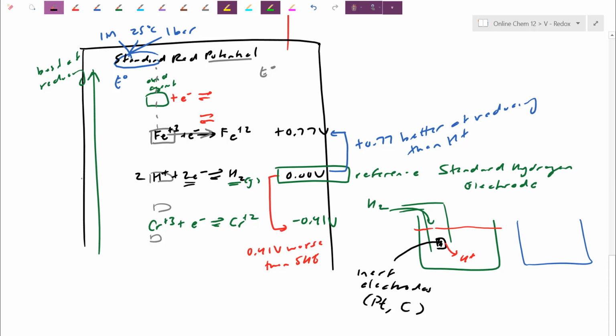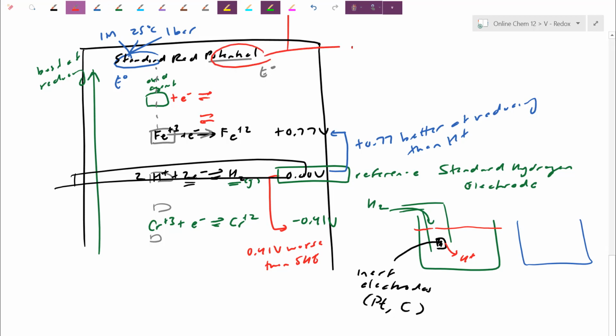Some of them are better at reducing. It forces the hydrogen to actually oxidize. Some are actually worse at reducing, so the H plus gets to reduce, and the other has to oxidize. Okay. A couple of rules for this potential. Again, that word potential here is the word for voltage. Right now, these are all written for reduction potential. So all these numbers are written for left to right.